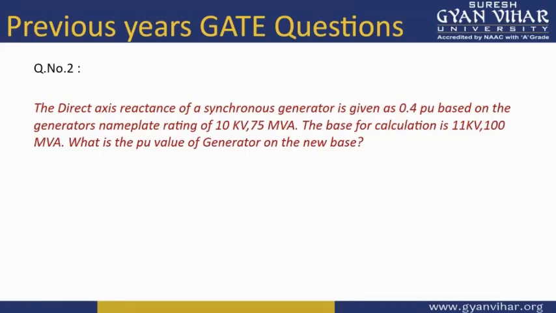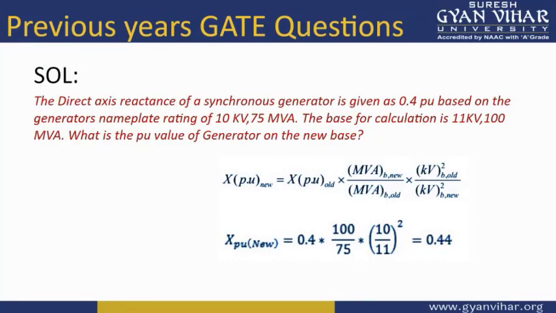Now we have to calculate the value for the base of 11 kV and 100 MVA. How to do this? Again, it's a very simple one. We just need to remember the equation we have seen: X per unit new is equal to X per unit old, multiplied by the ratio of the power bases of new and old respectively, multiplied by the ratio of the squares of the voltage ratings of old and new respectively.